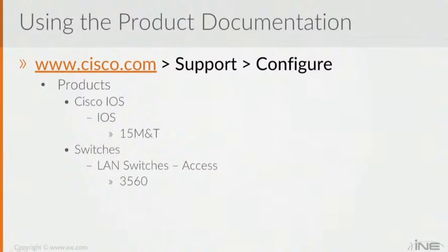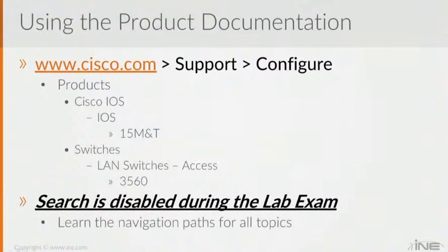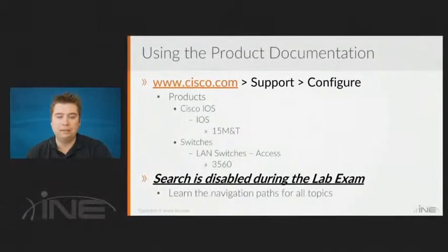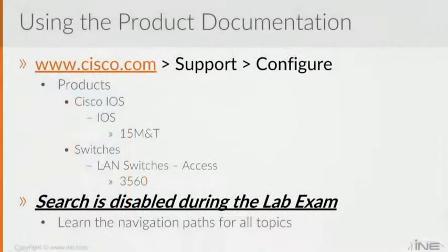But again, the big thing is that the search is not available in the exam. So you have to learn the manual navigation paths, and most of these are not self-explanatory. A lot of times it doesn't make sense why a particular document is in one section versus another. So let's say, for example, you're trying to figure out how do BGP regular expressions work. Okay, if you don't know what a BGP regular expression is yet, don't worry about it. We'll talk about it in the BGP section.